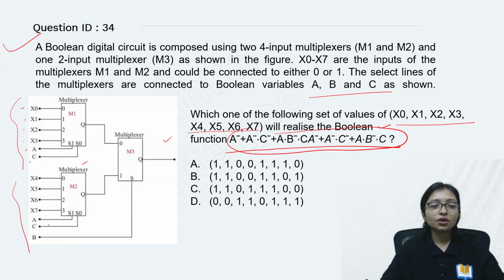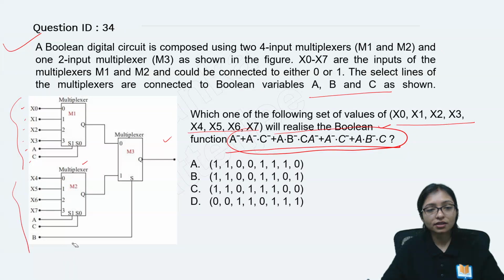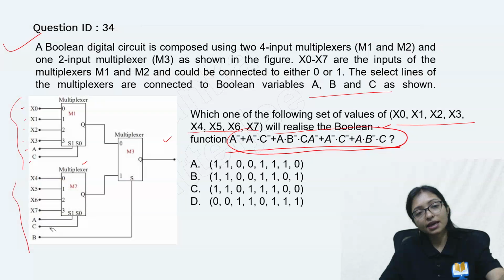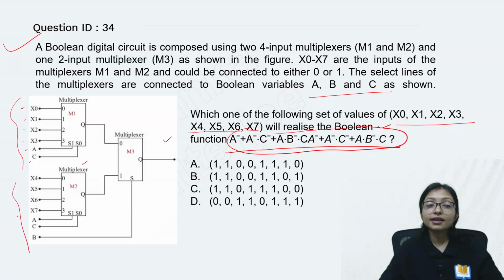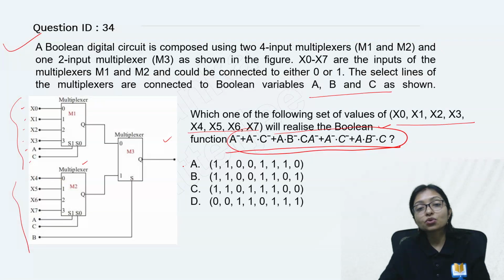Same way, whenever I am getting a bar, which one am I going to select? A bar, C bar: 0 0, 0 1, 1 0, 1 1. You will make this truth table. Then A bar, C bar, I am going to select x0 this way. Then think about the options: if I put these values, can I get it?